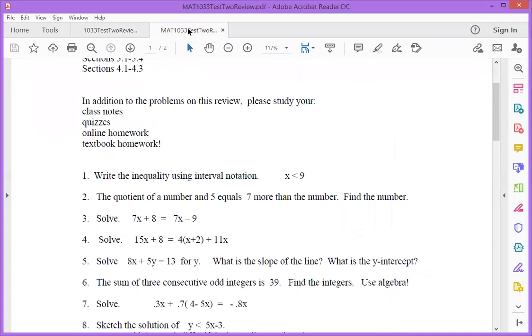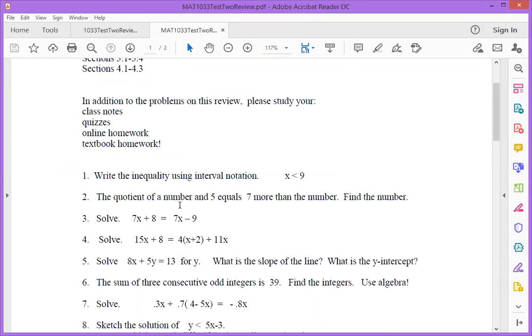Problem number 2, you're asked this statement. We're going to find the number if the quotient of a number and 5 equals 7 more than the number. The word quotient means to divide. So we're dividing two things. We're dividing some number and 5, but it equals 7 more than that same number.